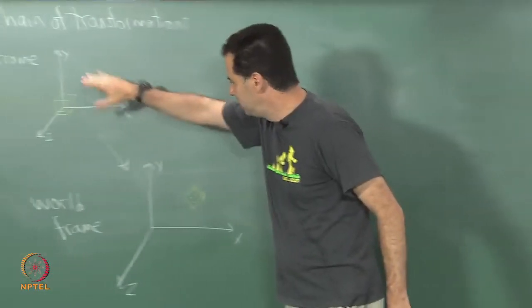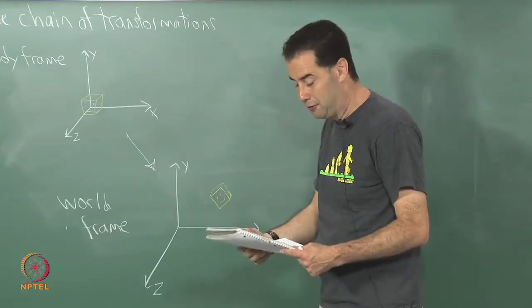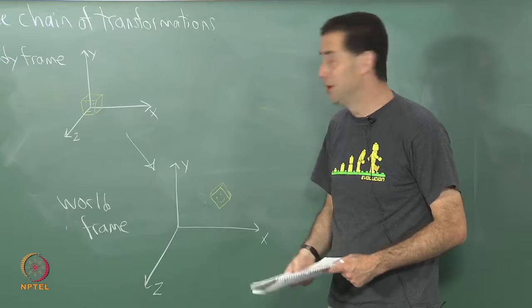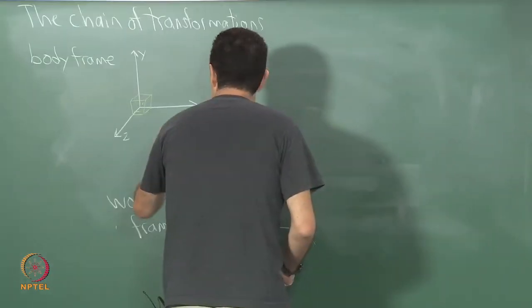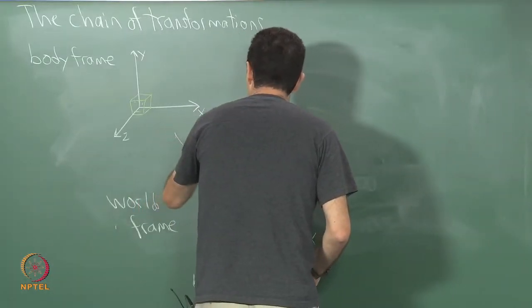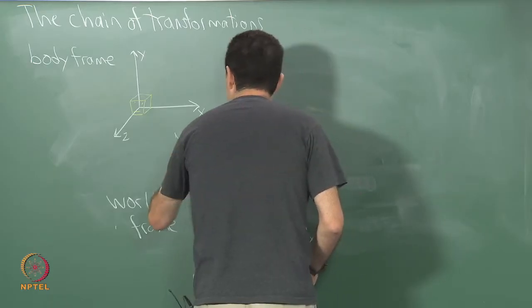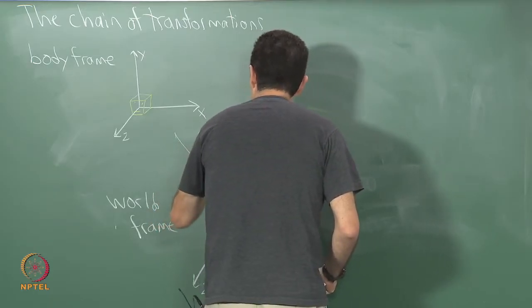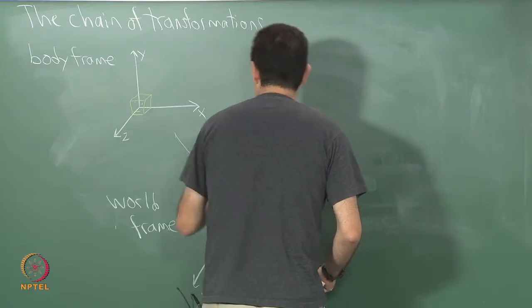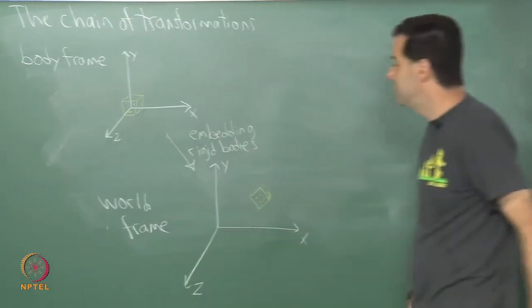So this particular transformation here, going from body frame to world frame, occurs quite a bit, right? So I will call this embedding rigid bodies. So it happens many, many times typically. Embedding rigid bodies.